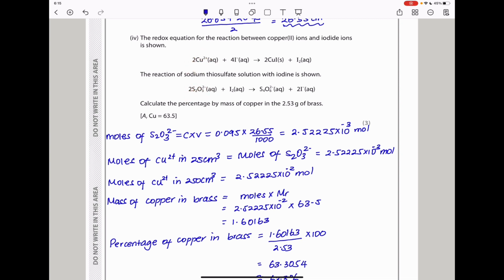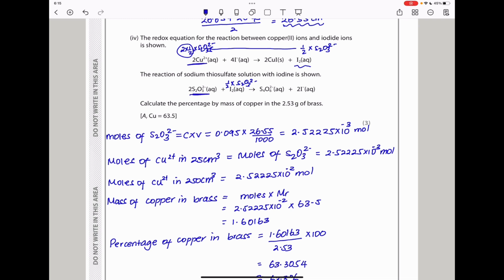I want to do this one more time. To find the number of moles of this, it's going to be a half times the number of moles of thiosulfate, S2O3 2-. The ratio here is 1 to 2, so this is going to be twice times a half times S2O3 2-. So this gives us a 1, which means the number of moles of these are exactly the same as the number of moles of that.